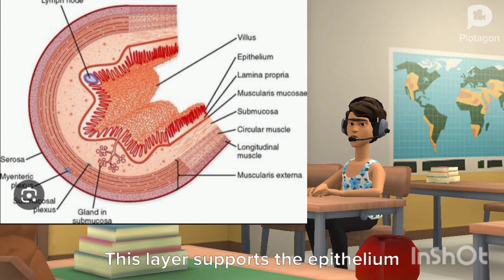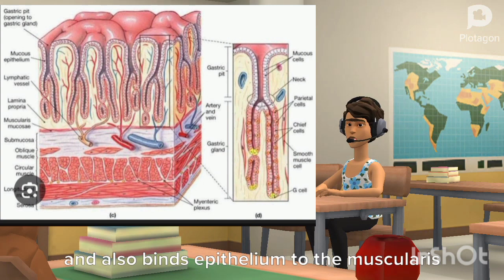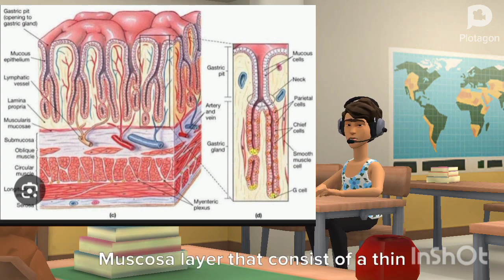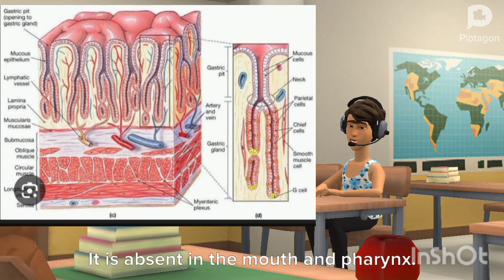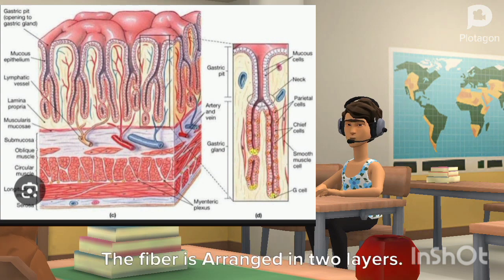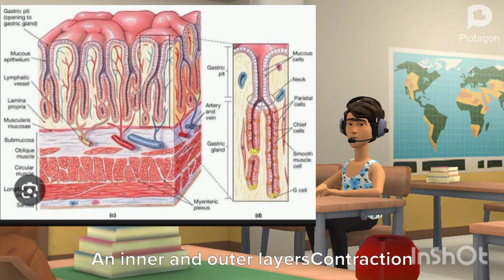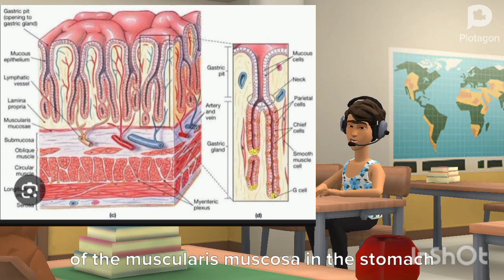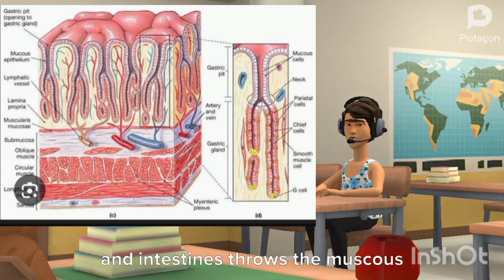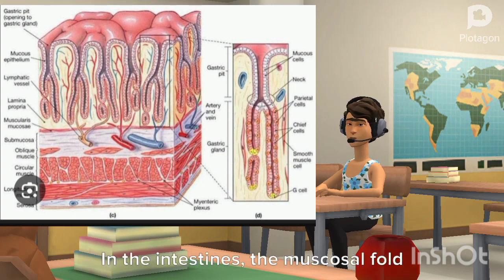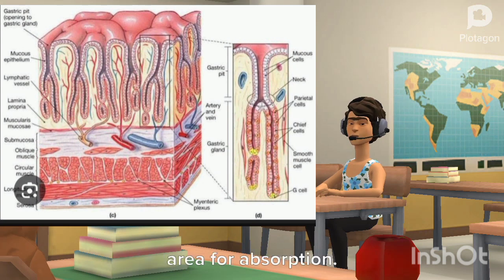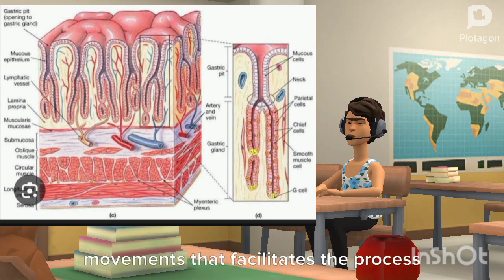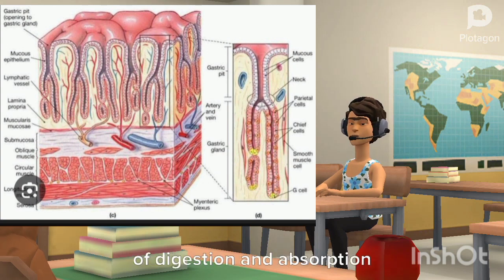This layer supports the epithelium and also binds epithelium to the muscularis mucosae. Muscularis mucosae. The mucosa layer consists of a thin layer of smooth muscle fibers. It is absent in the mouth and pharynx. Present from the esophagus onwards. The fibers are arranged in 2 layers, an inner and outer layer. Contraction of the muscularis mucosae in the stomach and intestines throws the mucous membrane into folds and ridges. In the intestines, the mucosal folds called plicae increase the surface area for absorption. Contraction of the muscularis mucosae in the small intestine produces local movements that facilitate the process of digestion and absorption.